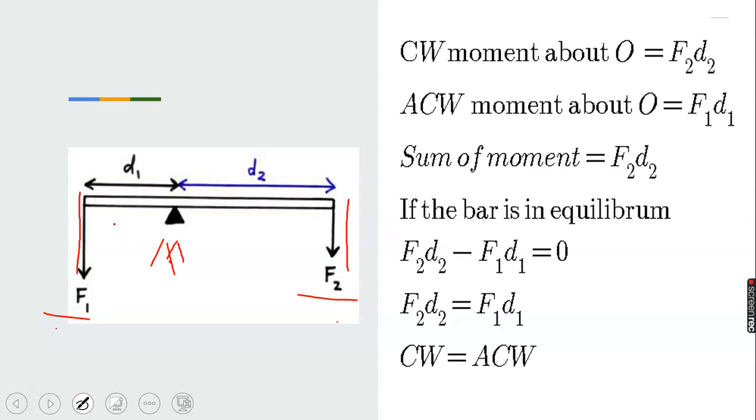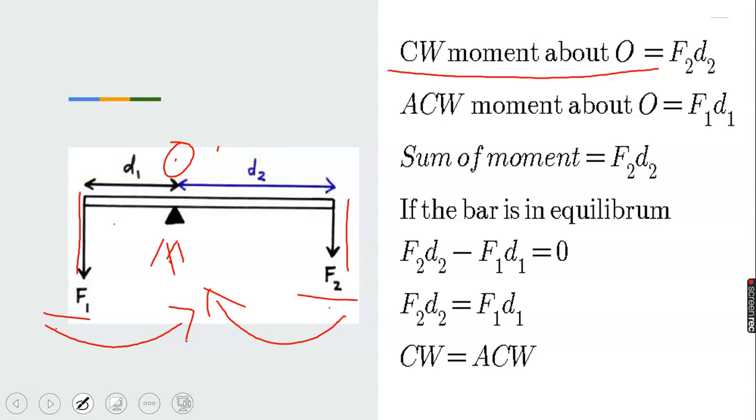Now, you use an arrow to indicate your clockwise moment. That is F2 times D2. That's our clockwise moment. This is about O. That is, the middle is called point O. The clockwise moment equals F2 D2. Now, the one that is countering it or opposing it is called the anti-clockwise moment. About O, it equals F1 times D1.